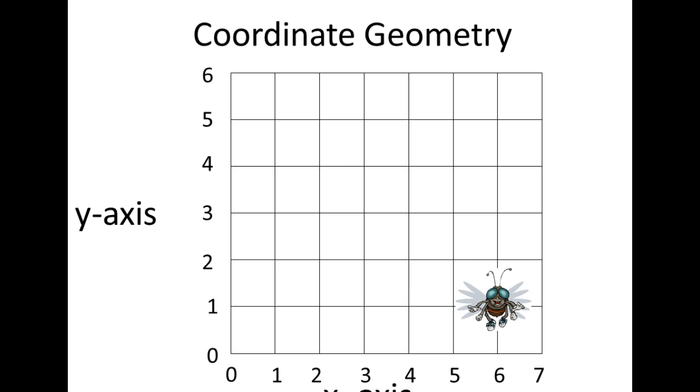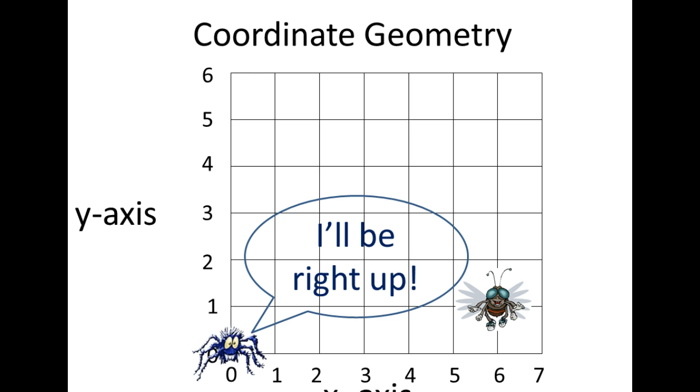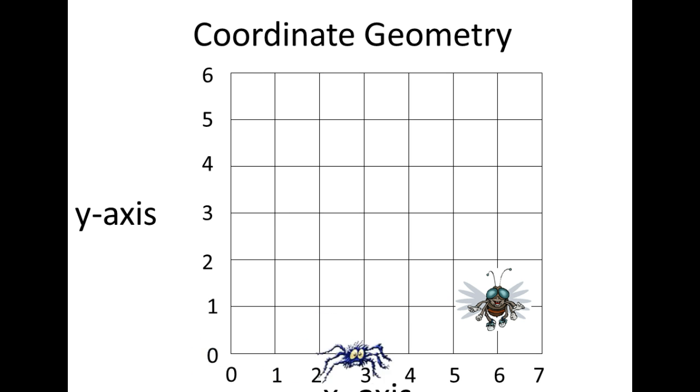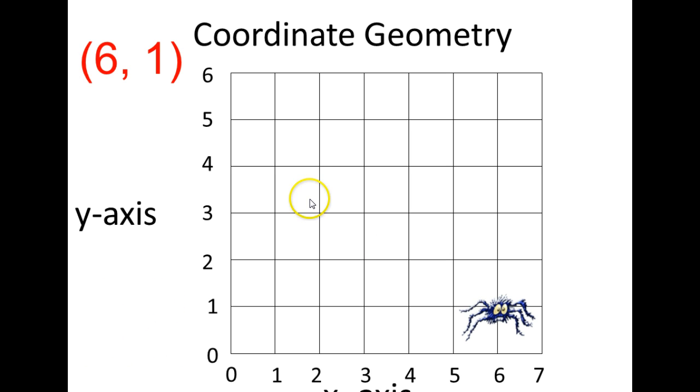Let's try another one. The fly lands, spider shows up. Guess what the spider's going to say? "I'll be right up." So the spider first moves to the right. 1, 2, 3, 4, 5, 6. Up 1. So now the spider is at 6, 1.